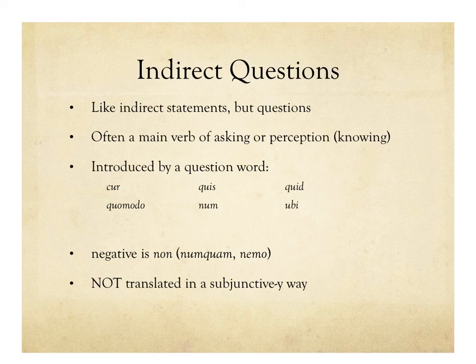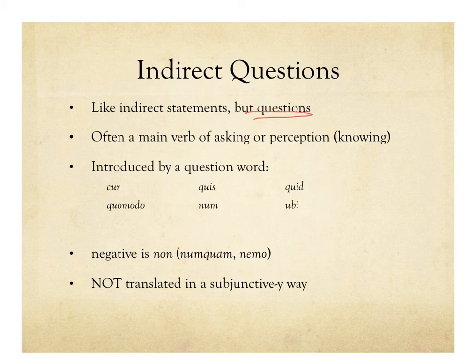Our first kind is indirect questions. And these are really, really obvious when we look at them because they always have a question word in them. So they're like indirect statements in that they follow some kind of head verb, right? But instead of saying, I know that you are tall, right? You might say, I know what you are thinking, right? So that what in a sentence like that indicates that we have an indirect question, not an indirect statement.